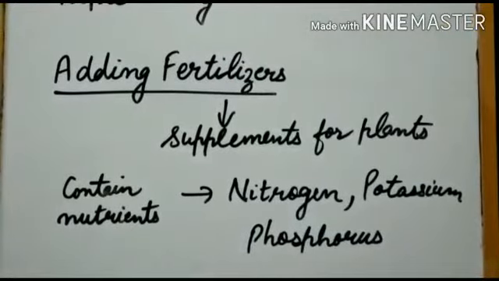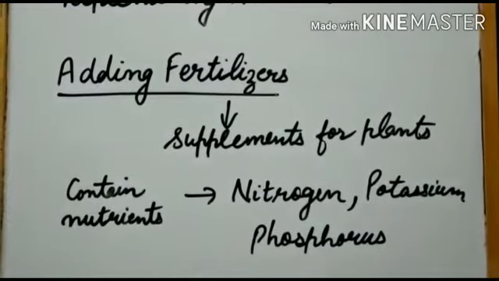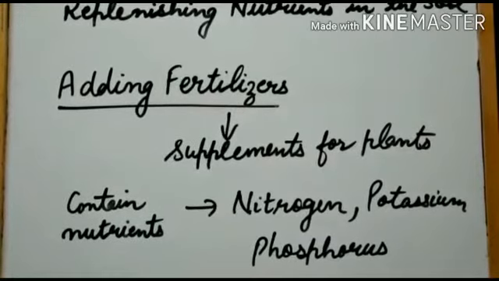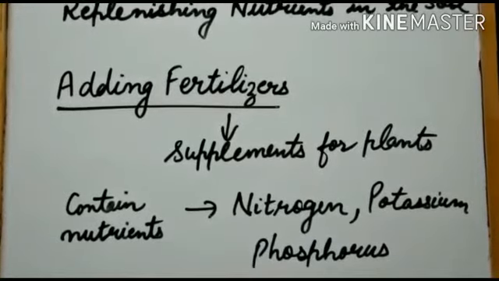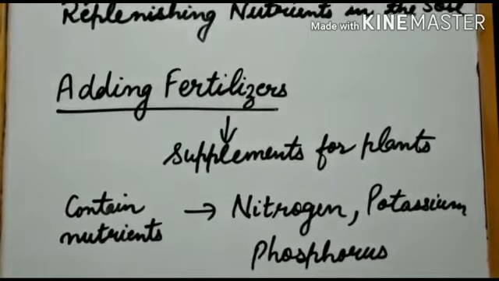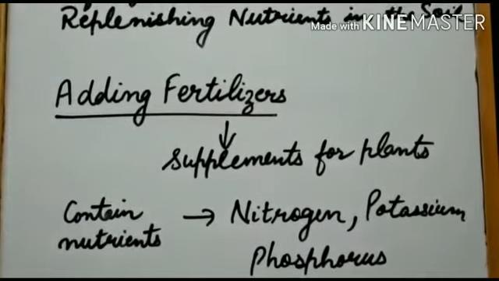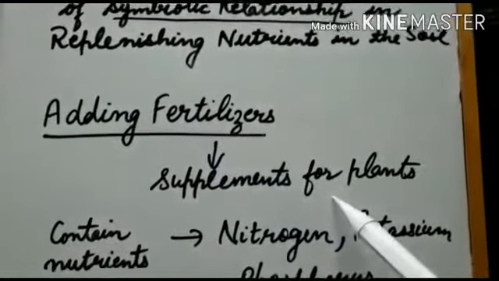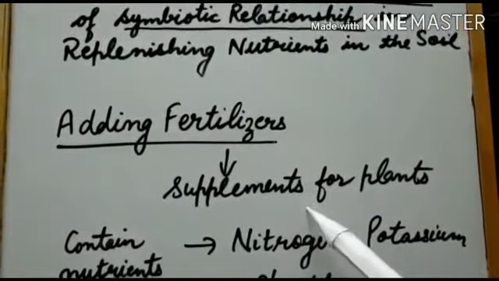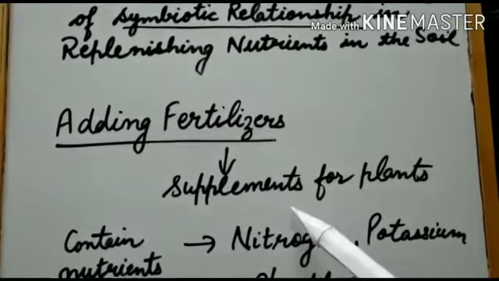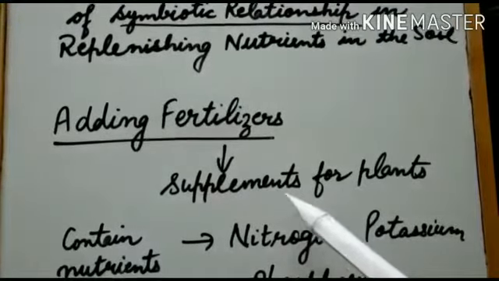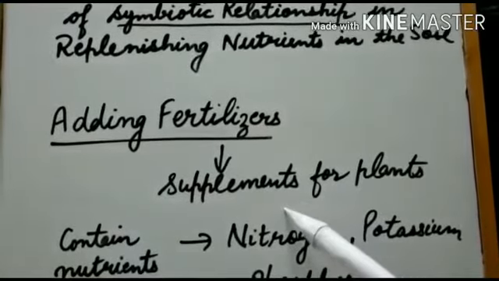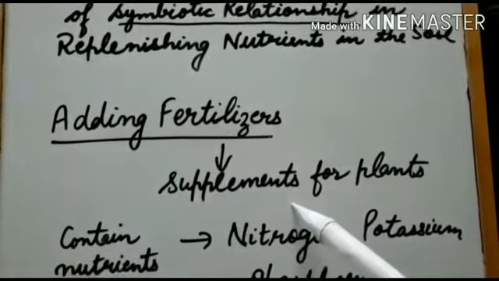The next method for the replenishment of the soil is adding fertilizers. Farmers spread fertilizers and manure in the field, and even gardeners sometimes use manure in lawns or flower pots, etc. These fertilizers are the supplement for plants. They are prepared in factories. As we discussed, manures are natural, organic substances, but fertilizers are prepared in factories using chemicals.